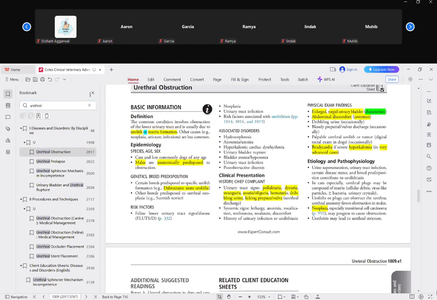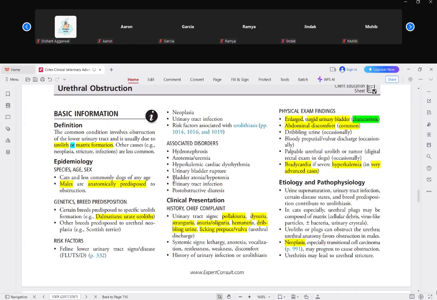Coming toward this urethral obstruction, this can occur due to a lot of things, like any kind of urolith or any kind of matrix formation, neoplasia, or structural infection. These are actually less common. The most common is the urolith or matrix formation. It's very common in the cats as compared to the dogs, and the males are predisposed due to the small size of the lumen of the urethra.